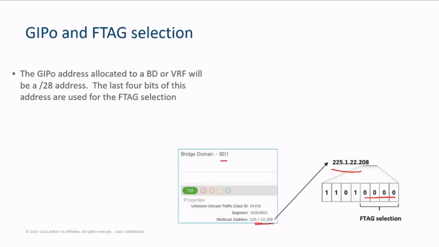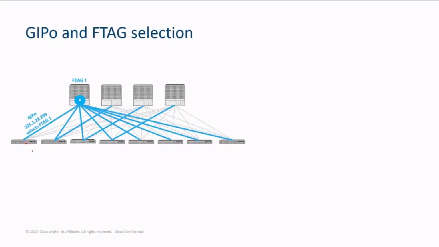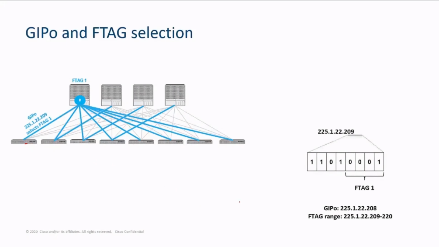This is our multicast address, ending in .208. Let's say here that leaf 1 wants to send unknown unicast traffic over the ACI fabric. It doesn't know where the destination is. What it's going to do is pick one of those 12 F tag trees. Let's say it picks F tag tree 1. When it adds the outer header, that GIPO, the destination IP address, it is going to use the first bit and set it as active. So it's going to use the first available IP in that /28 range.